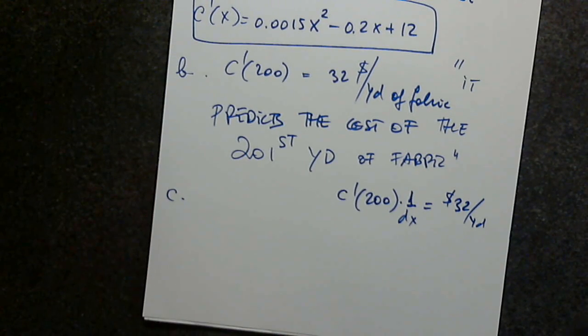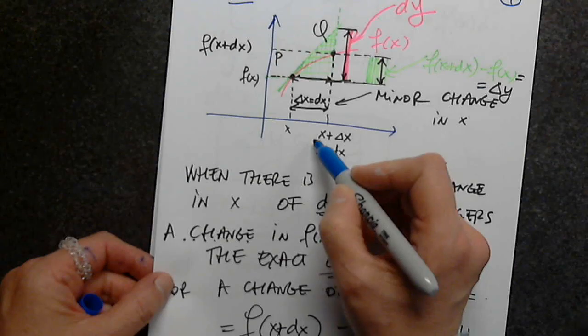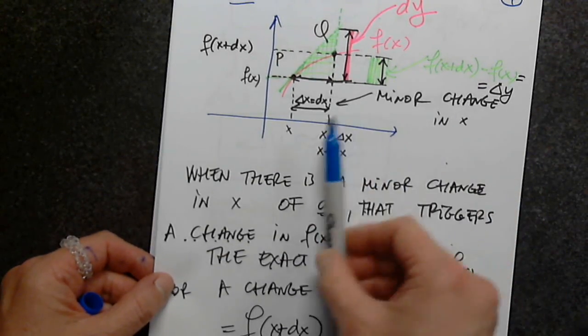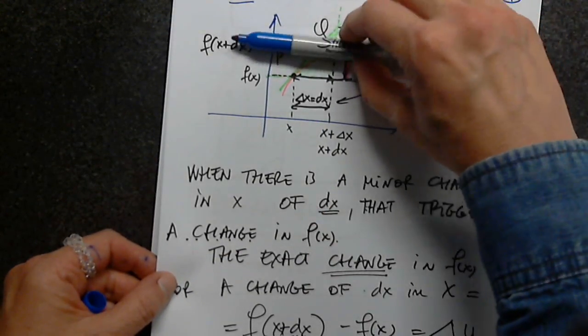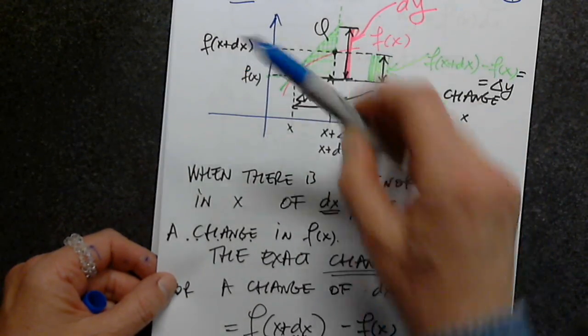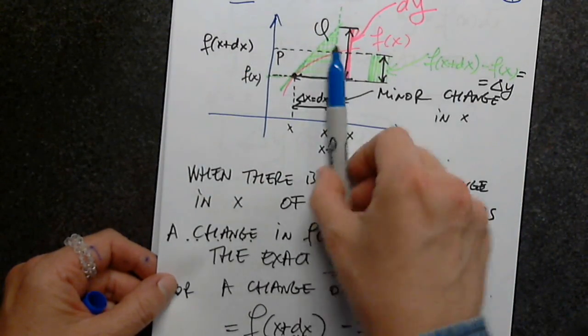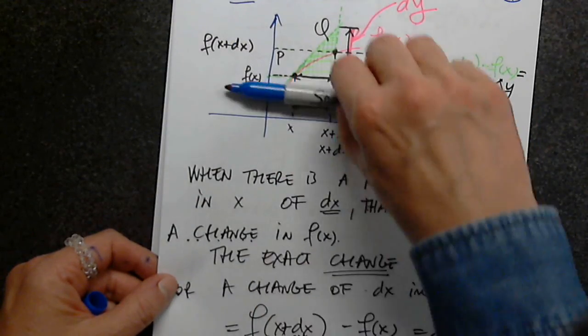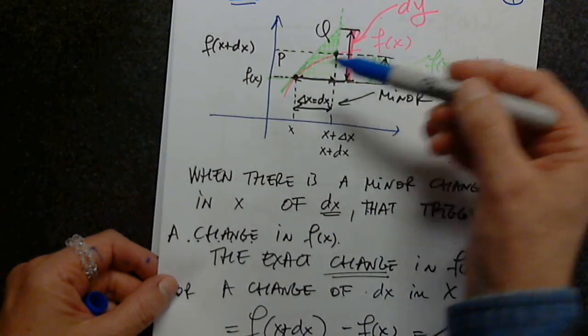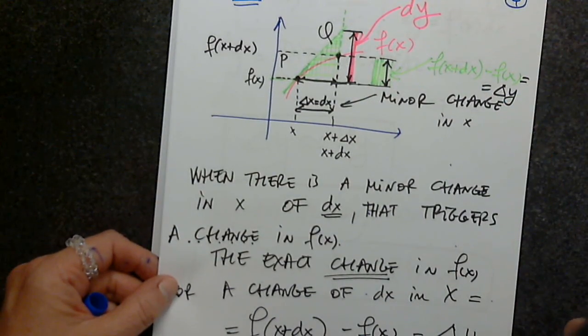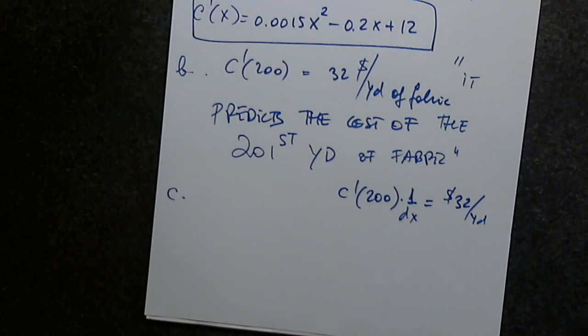Now in part C, it says, compare C prime of 200, which we just determined to be 32, with the cost of manufacturing the 201st yard of fabric. Remember what does that mean? So this is 200 and this is 201. So I have to find f of 201 and subtract f of 200 to determine the exact cost of the 201st item. Okay, let's see what happens.